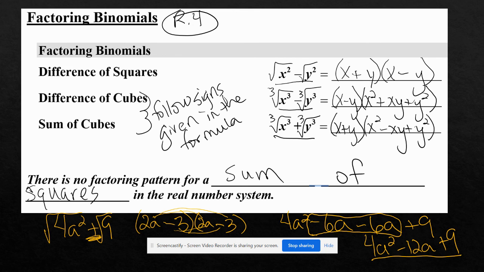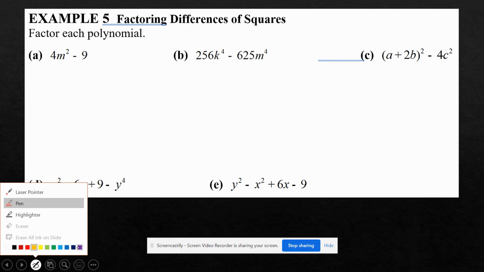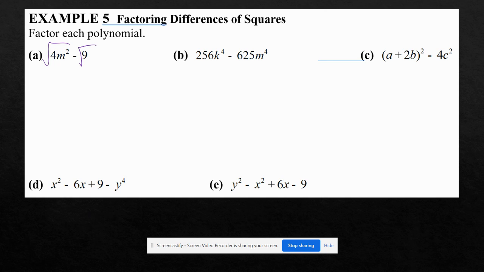So let's try some of these. Difference of squares. We have subtraction, 2 terms. That's the very first thing you're going to check. Subtraction, 2 terms. If that checks out, then we try taking the square root of them. The square root of 4 is 2. The square root of m squared is m. The square root of 9 is 3. So we write that twice. One's plus, one's minus. Doesn't matter which is plus, doesn't matter which is minus.